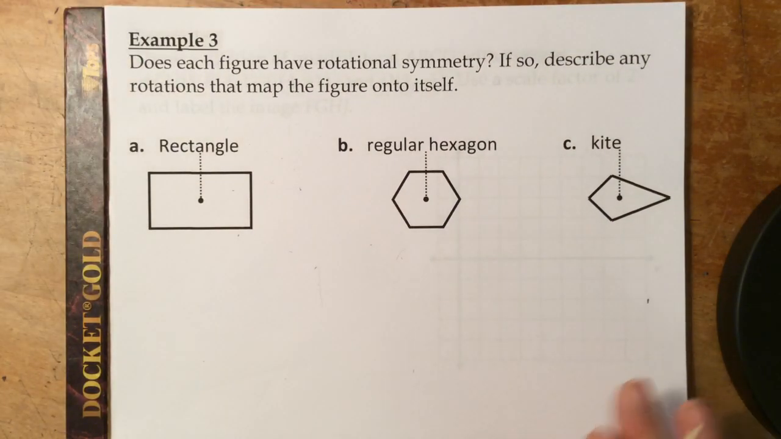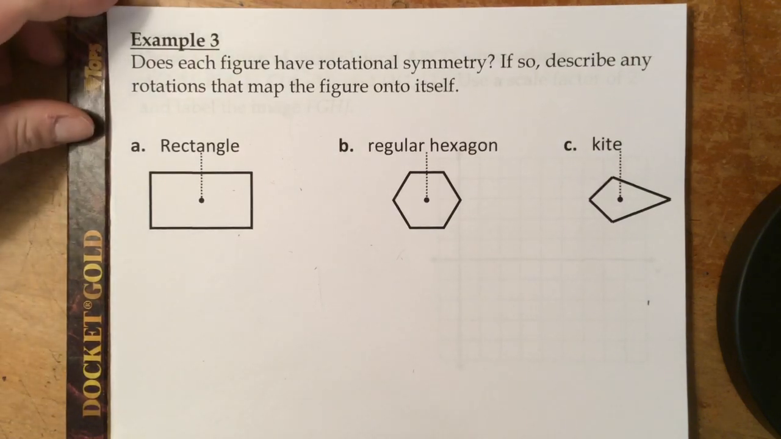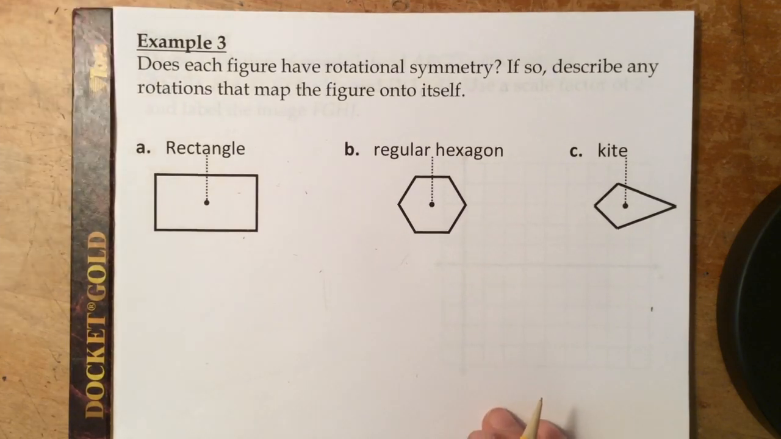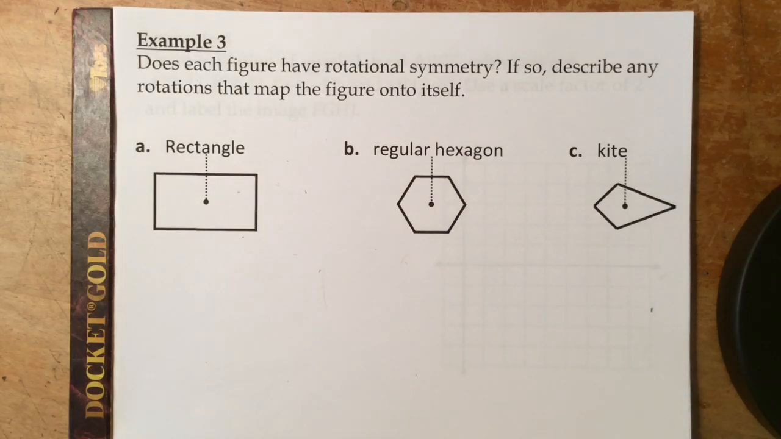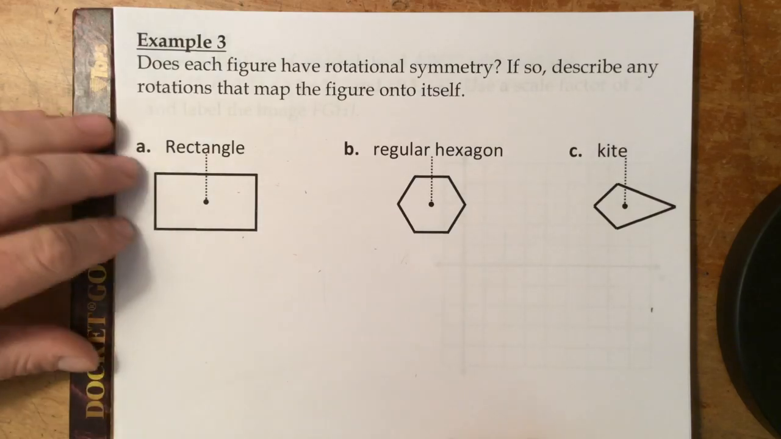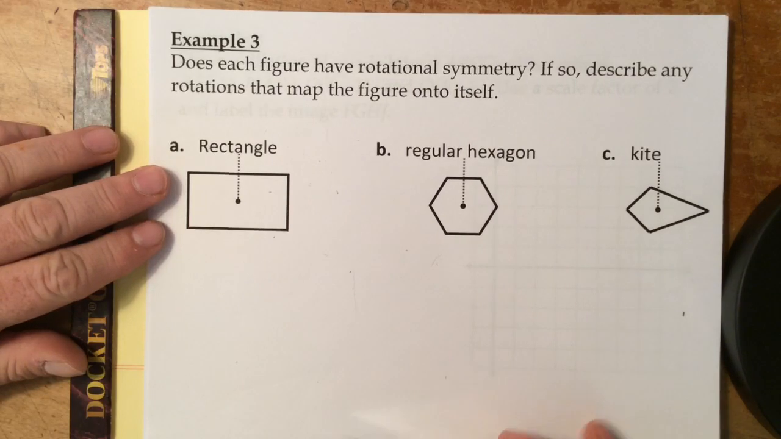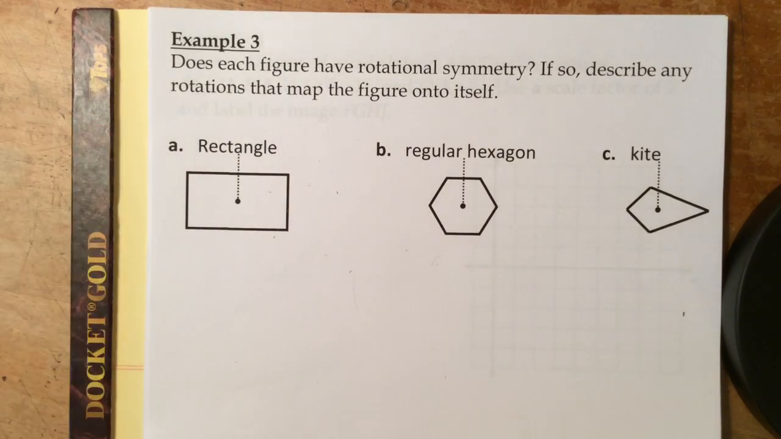For example 3, it asks, does each figure have rotational symmetry? If so, describe any rotations that map the figure onto itself. A key in trying to determine rotational symmetry is the point of symmetry and a tracing. But you have to be careful because it involves rotating and not folding this time.